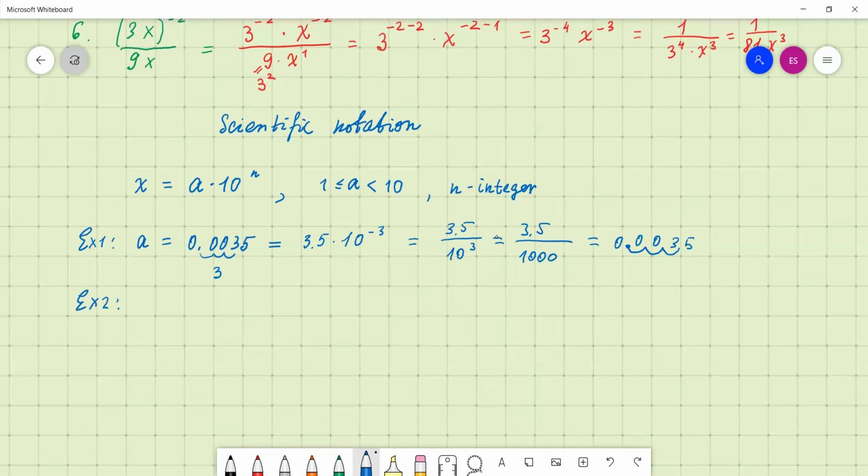Example number 2, if you have A equals 3500. Well, it's not in scientific notation, right? Just because your number is not between 1 and 10. But what we can do, we can put a decimal point 3 places to the left, right? We can write it down as 3.5. To keep the number, we are going to multiply it by 1000, because if we multiply 3.5 by 1000, we are moving the point back, right? But 1000 is what? 1000 is 10 to the power of 3, right? Because 1000 is 10 multiplied by 10 multiplied by 10. And we got scientific notation again, just the opposite exponent. Okay.